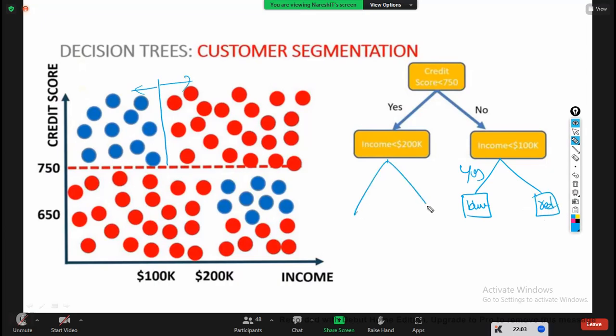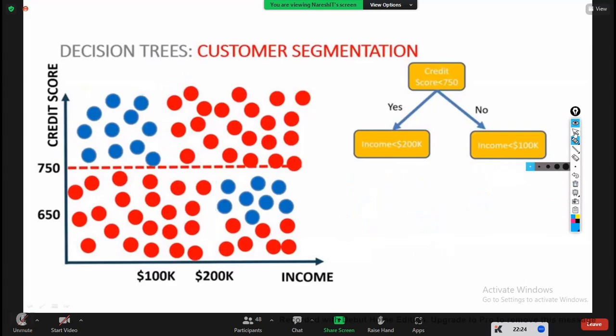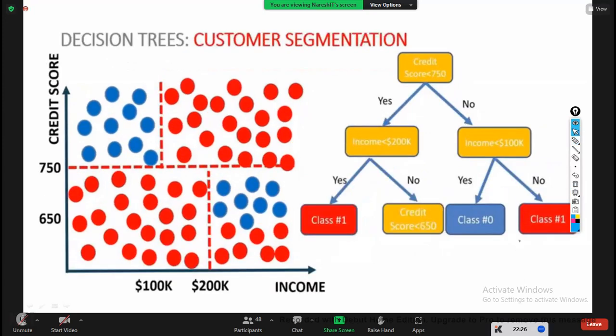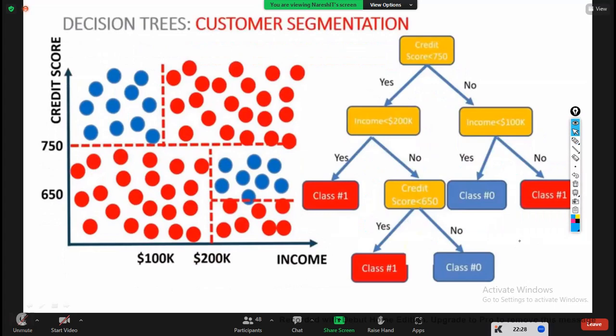Whereas for this one, income less than 200K is called a red category, but more than that is not called a red category or blue category. Again, I have to take one more condition here. I have to write one more condition, and based on the condition, again I'm going to separate the data. Right? Like this, we are going to separate the data and it is going to continue till you get the pure class as the answer.